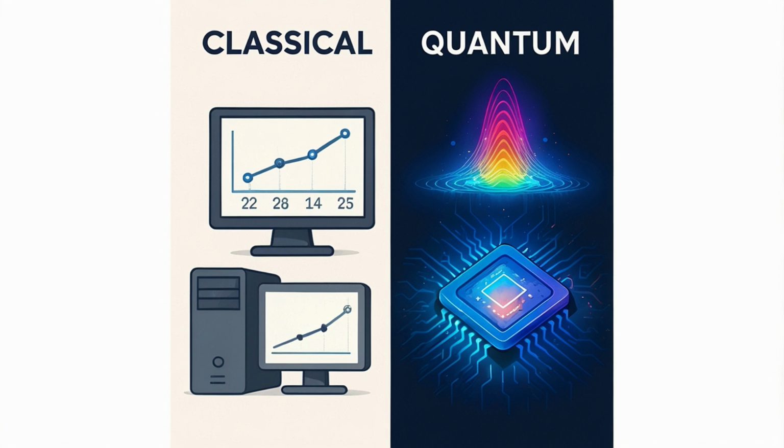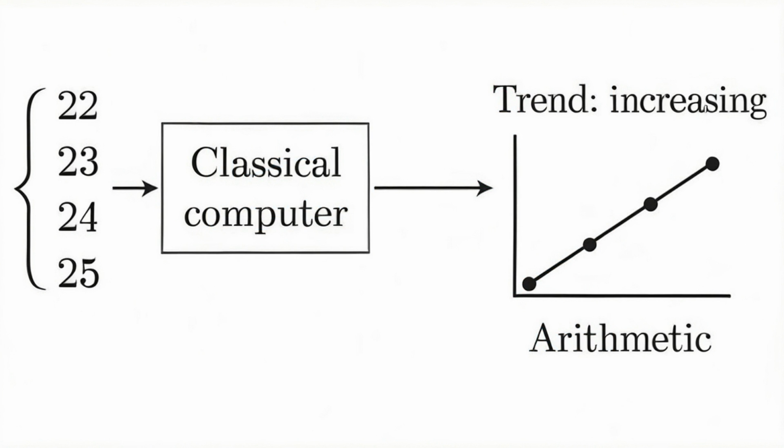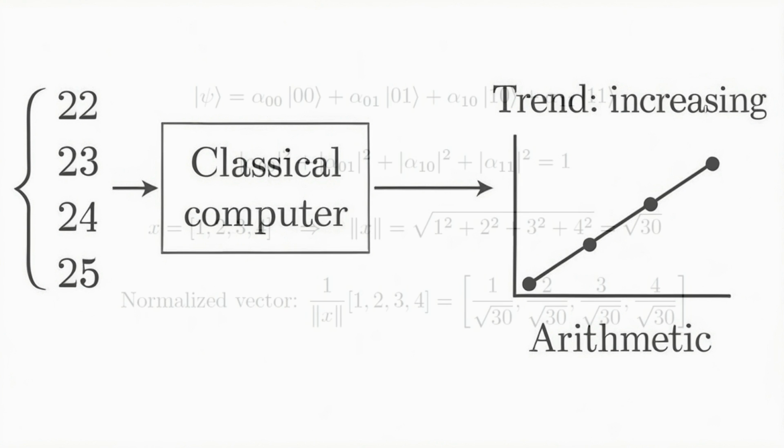What's the real difference between classical and quantum computing? Let's break it down with a real-world example: temperature sensor data. Classical computers compute step by step. Feed in 4 readings, say 22, 23, 24, 25, and it calculates the trend using arithmetic. The result: a clear "increasing" label.